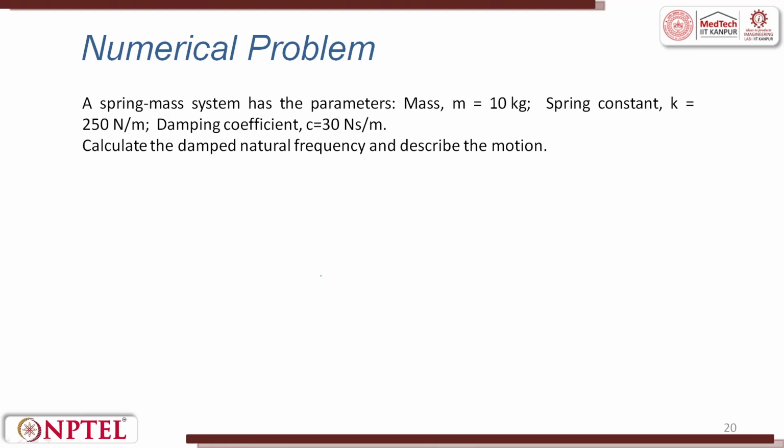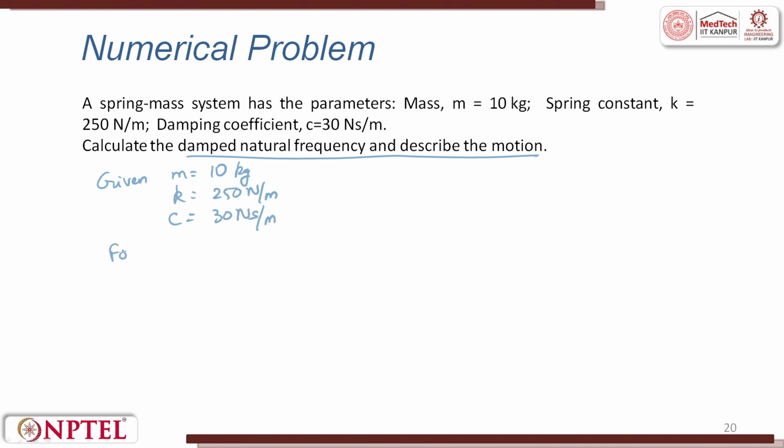So, let us try to solve a problem to have a better understanding. A spring mass system has the parameter m equal to 10 kg. The spring constant k is given as 250 Newton per meter. The damping coefficient is given as c equal to 30 Newton second per meter. We have to calculate the damped natural frequency and describe the motion. So, what is given? m equal to 10 kg, k equal to 250 Newton per meter, c equal to 30 Newton second per meter.